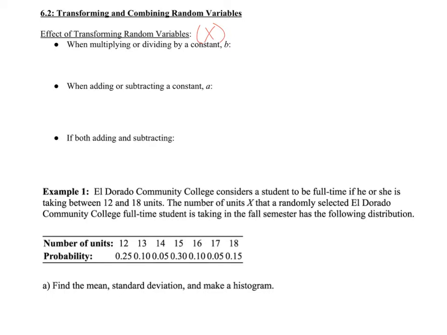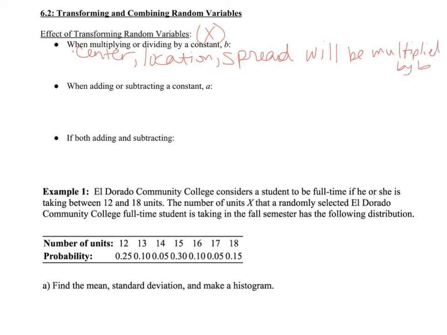So what's going to happen is that all measures of center, of location, and of spread will be multiplied by b. And by location, I mean things like Q1 and Q3. Those are locations. So those are just points that are a part of the distribution. By center, remember, I mean mean and median. And then spread is going to be the IQR and the standard deviation.